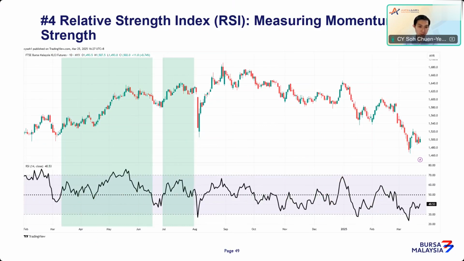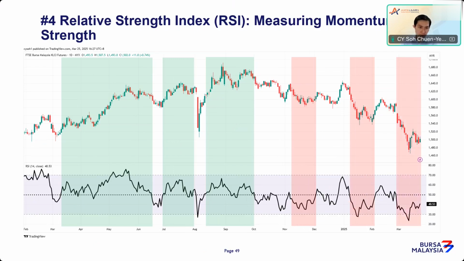Above 50, uptrend. Above 50, uptrend. RSI below 50, you can see it's already the beginning of a downtrend. RSI below 50, it is a downtrend. Okay, so all of this RSI gives you a very different indication about the strength of a particular trend.